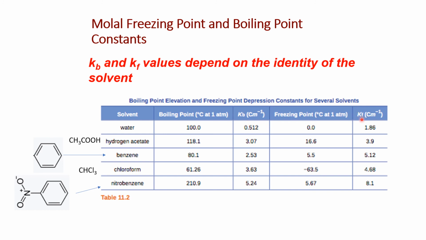Similarly, the Kf is 1.86 C per mole. So for every 1 mole per kilogram of solvent of stuff, it doesn't matter what stuff, that we have dissolved in our water, our freezing point goes down by 1.86 C. And you see that these values can be drastically different, right, depending on what solvent we're using. Water versus acetic acid versus benzene versus chloroform versus nitrobenzene. All of these would have different values, and we can use them.